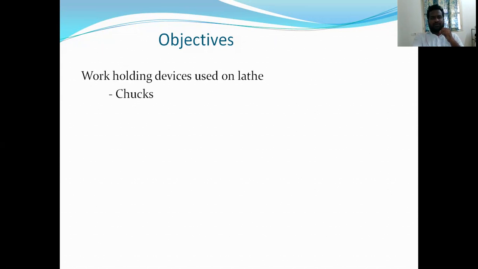For that reason, we need work holding devices. Some of the work holding devices are chucks, collets, and centers. In this session, we are going to discuss the chucks.